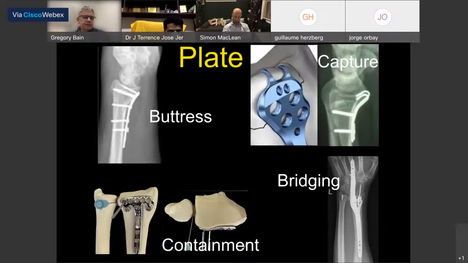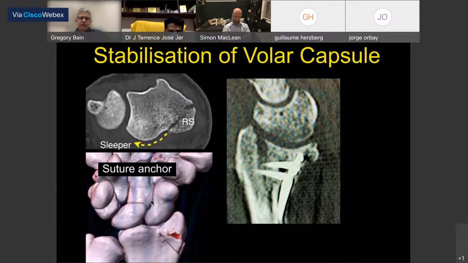And then this is different as well. This is not a buttress plate. This is capturing or hooking that distal fragment and pulling it down. These are fundamentally different concepts. So there are a number of things we need to talk about with stabilizing this fracture and preventing this complication.